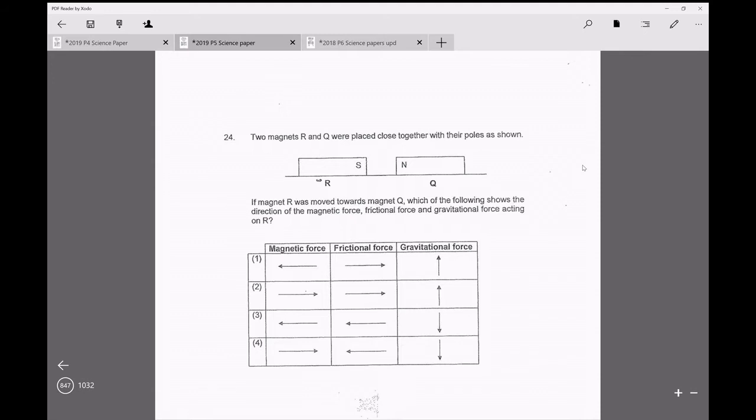Now, not all P5 students have learned certain forces, so I'll just briefly explain to you. First, the gravitational force. No matter where you are, the gravitational force you're experiencing is always pulling you downwards. That's why when you jump, you come back down.